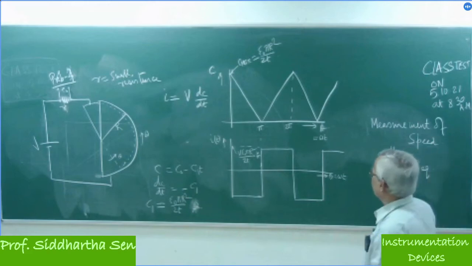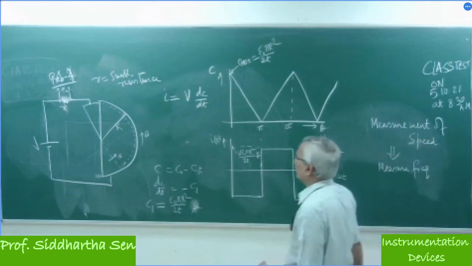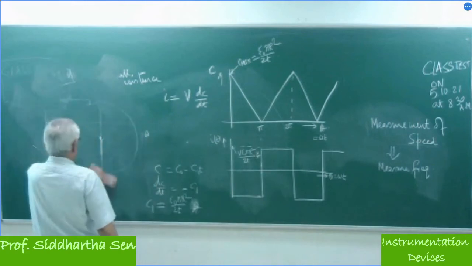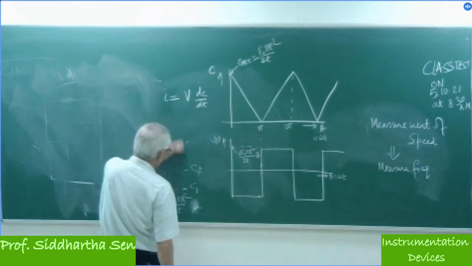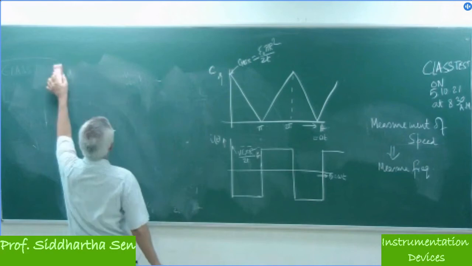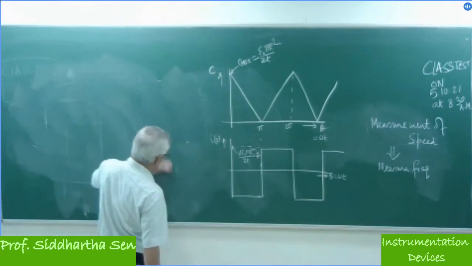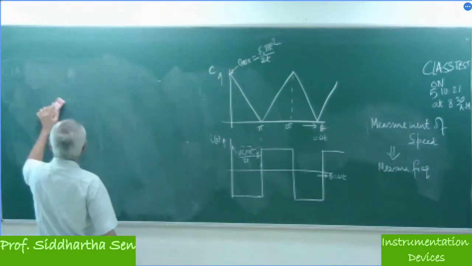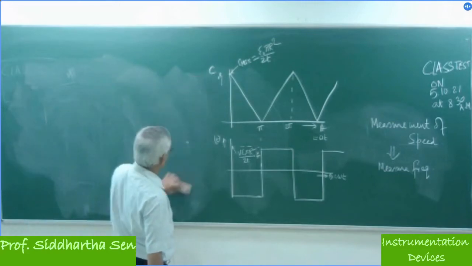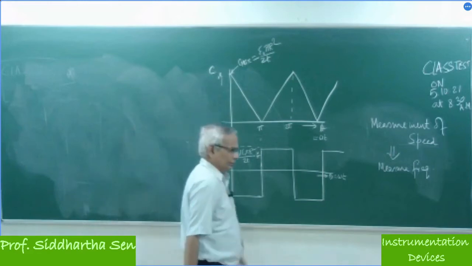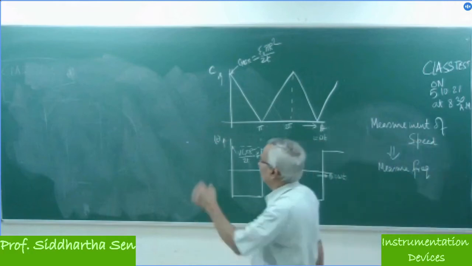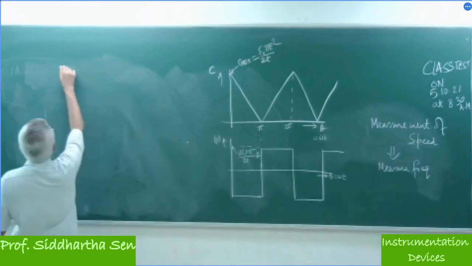In fact, I have not discussed, but there are several ways for measurement of speed, which is a very important parameter in our physical area, that is, the angular speed of a rotating body. There are several ways similar to the capacitive type sensor which I have shown; there could be a variable reluctance type sensor.